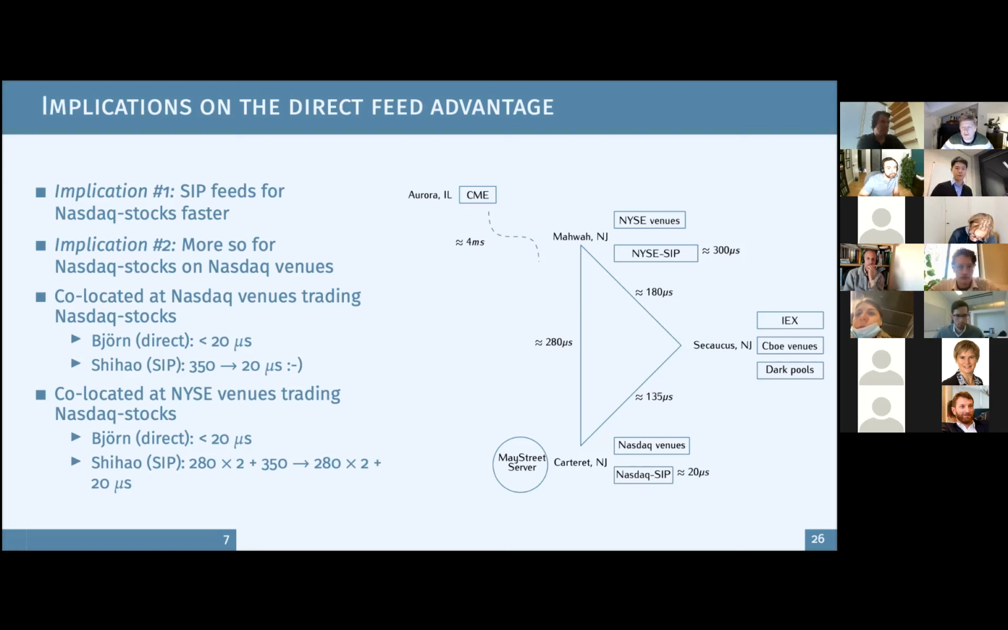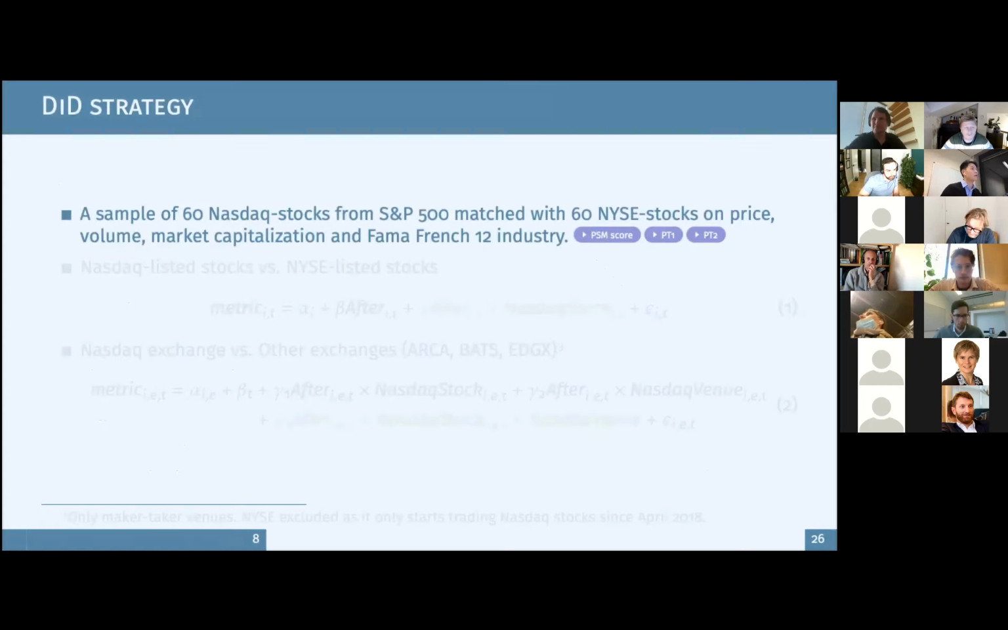Yes, so any more questions? All right, if there's no question, I will proceed with the empirical approach. As you can see from my explanation of the geographic latency and the implications of the SIP upgrades on it, I can use a different diff to compare first the elastic stocks with the LYCE stocks.